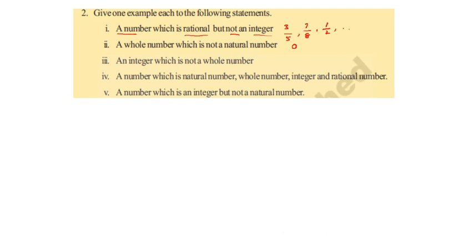Third one, what is the third statement? An integer which is not a whole number. That means negative numbers. An integer which is not a whole number.